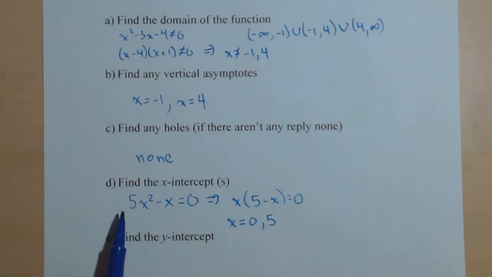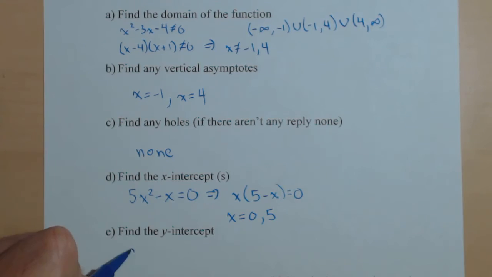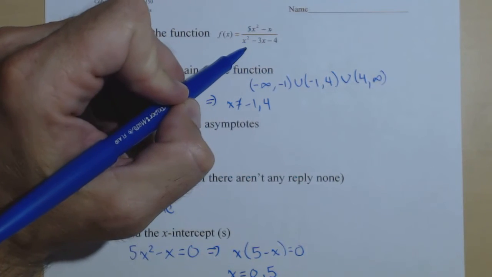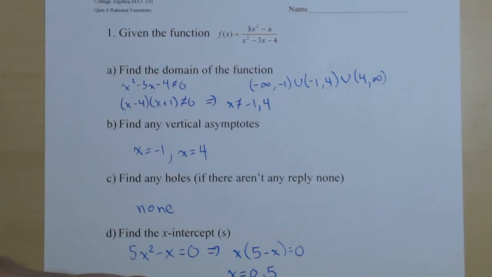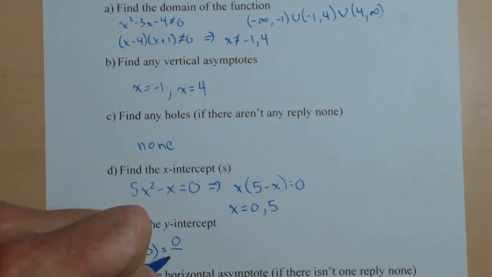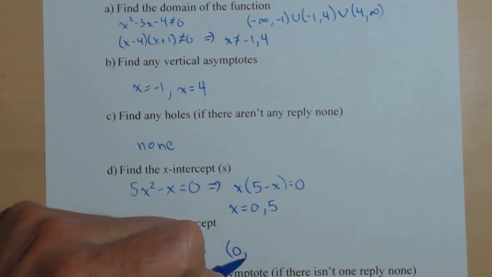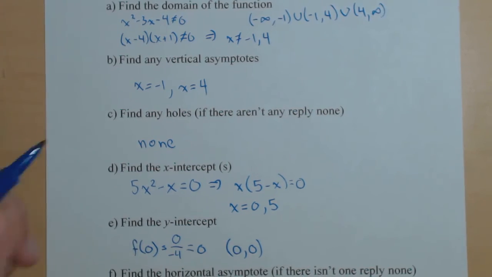The y-intercept comes from putting 0 into our function. So f of 0, go back to the function here, you're going to get 0 minus 0 over negative 4. So 0 over negative 4, which is 0. So this thing goes through 0, 0.